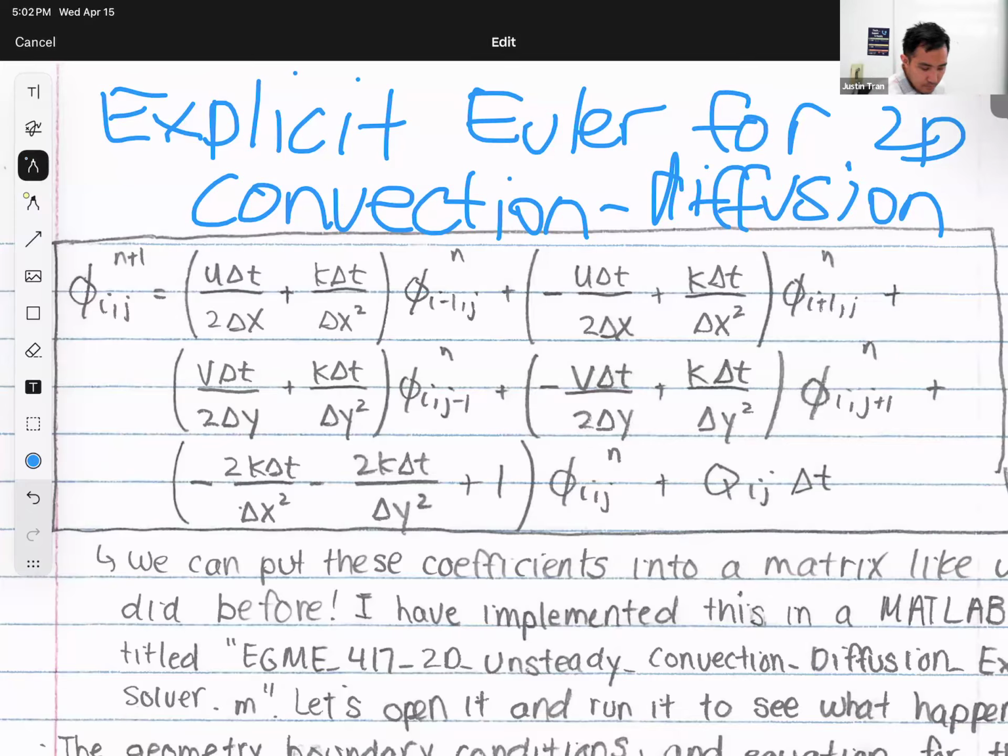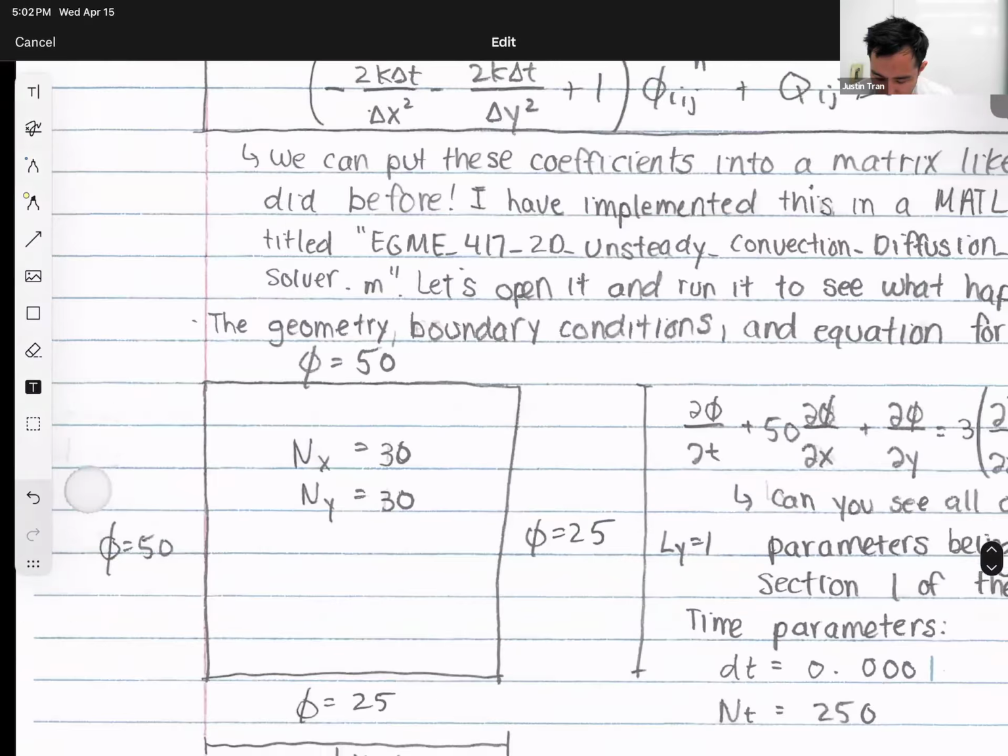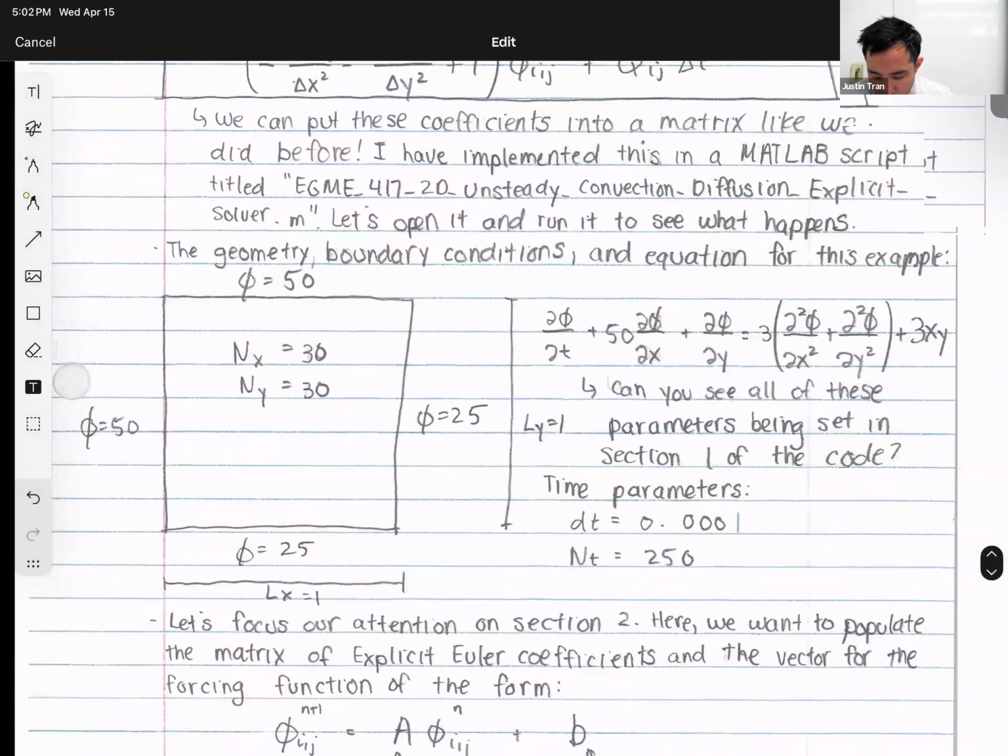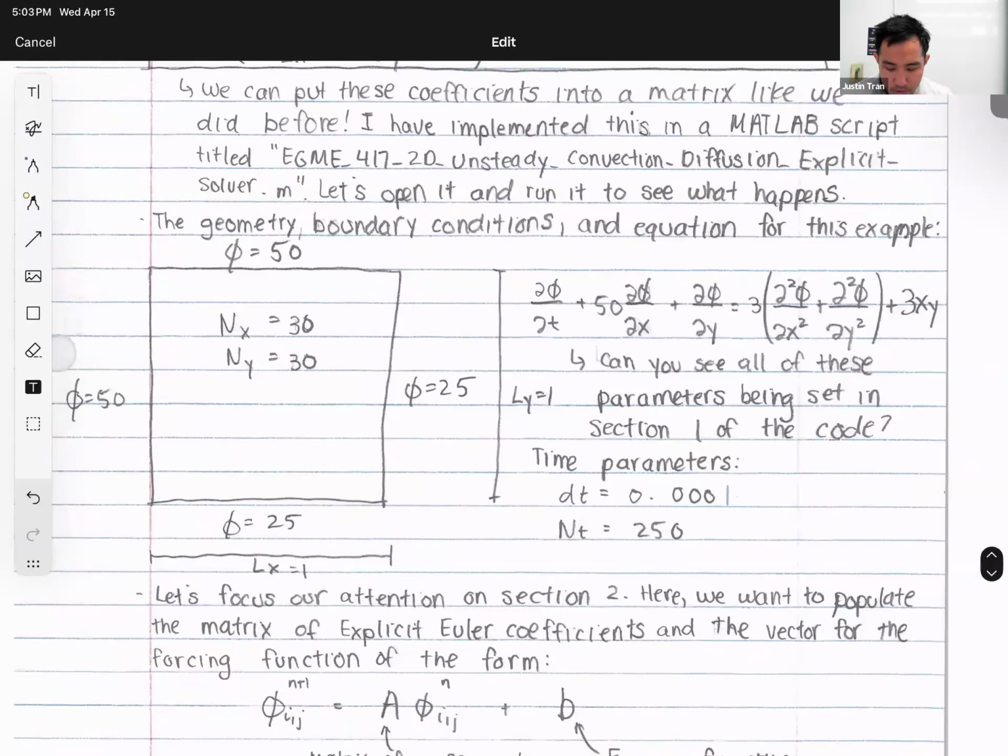I believe the homework has you do explicit Euler for 2D, because implicit Euler for 2D would be a little bit cruel. All right, so let's take this equation and apply it to a problem. Let's actually do this example, just so the homework is a bit more of a surprise.